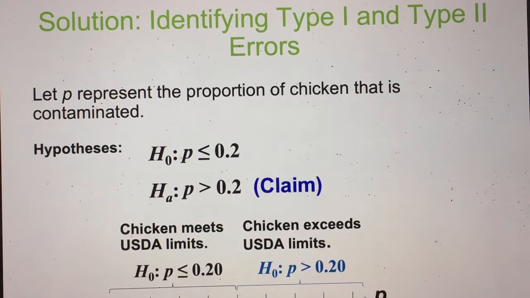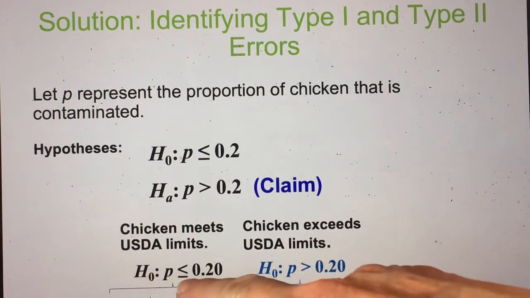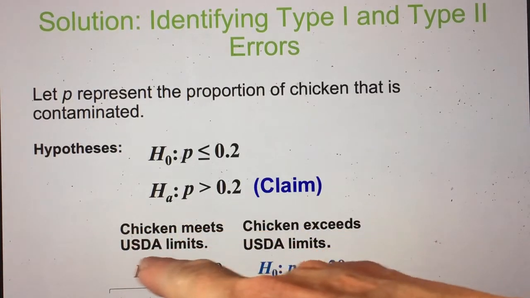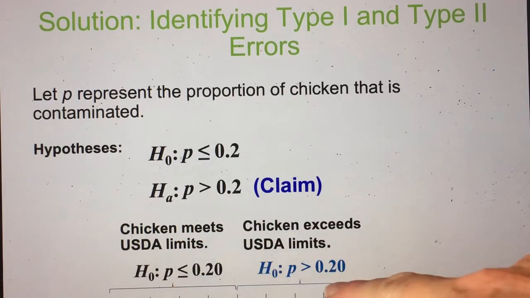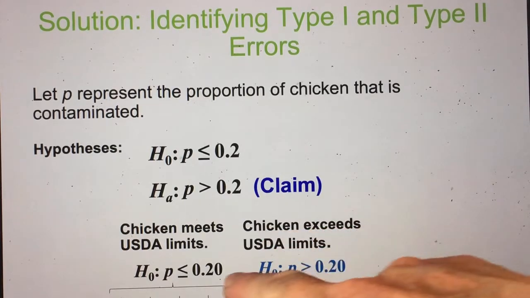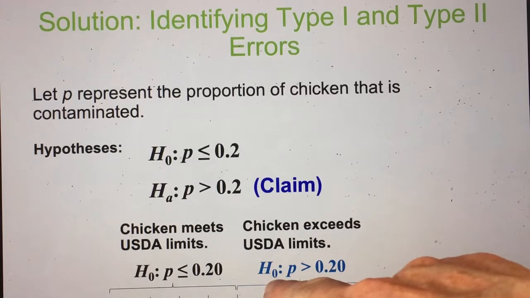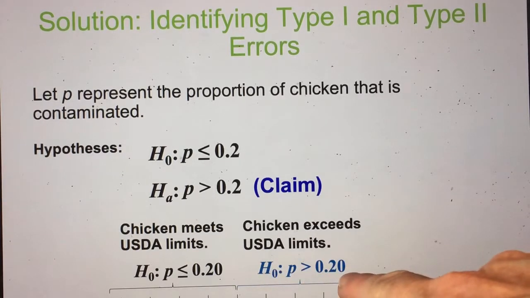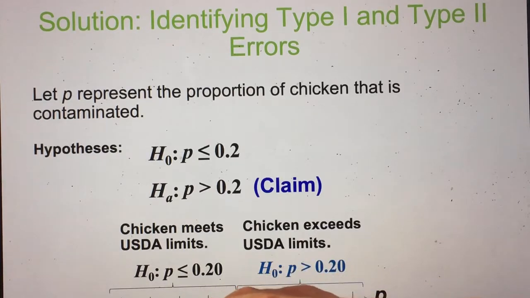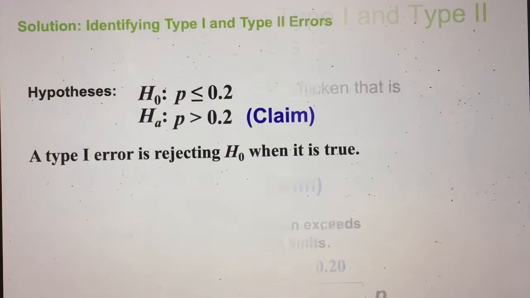That's the claim. If H sub 0 is correct, then the chicken meets the USDA limits. If H sub 0 is incorrect, the chicken exceeds. So that should say H sub A right there. That is a typo. That's H sub A, P is greater than 0.2. Then we have this sliding scale. We don't know where it goes. This is our P, and we're not sure. But we do the test.